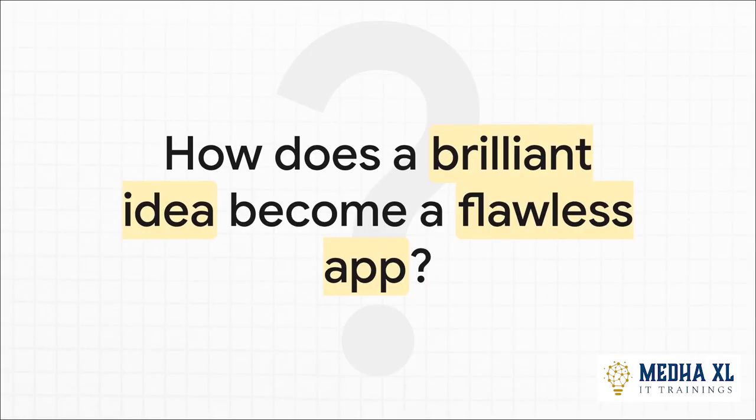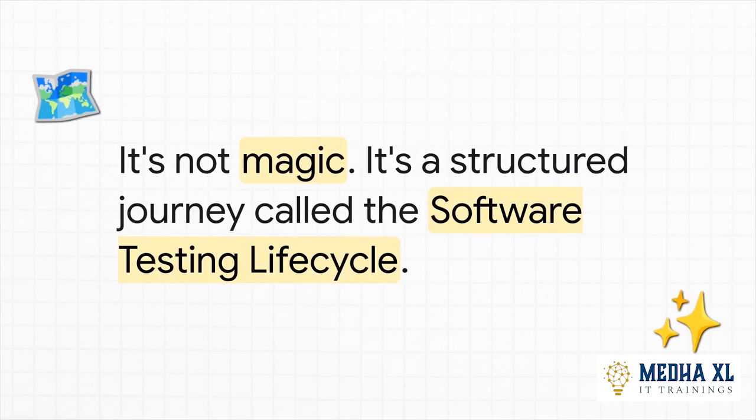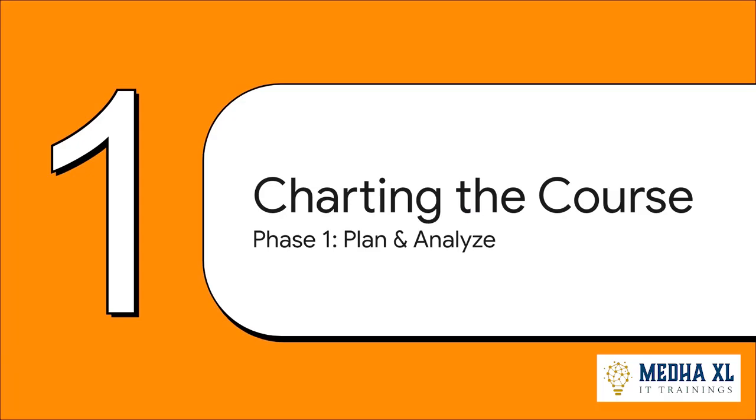So here's the big question, right? How does a brilliant idea actually turn into a flawless app that you can hold in your hands? How do you make sure it works perfectly every single time? It's not a secret. It's a process. And that process, it's not magic, not at all. It's a really structured journey called the software testing lifecycle. And we're going to break down that whole journey step by step together. All right, let's get into it.